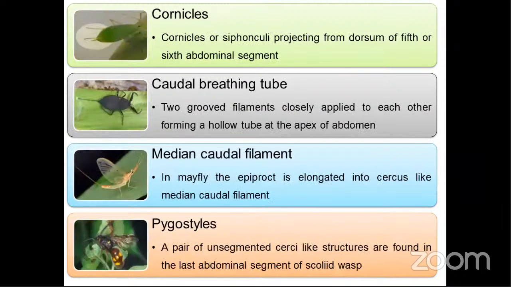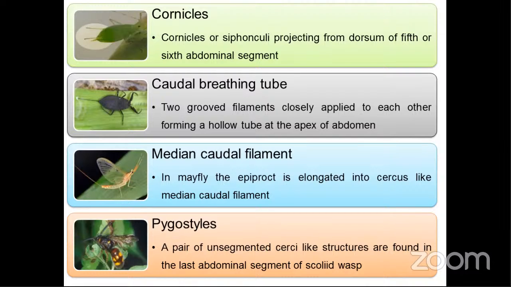Next, finally, the last one: abdominal appendages in winged adults. In the case of aphids, cornicles are there, present on the 5th and 6th abdominal segments. Cornicles release alarm pheromone. Cornicles we can also call siphunculi.